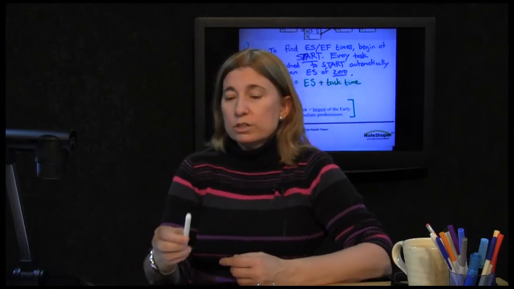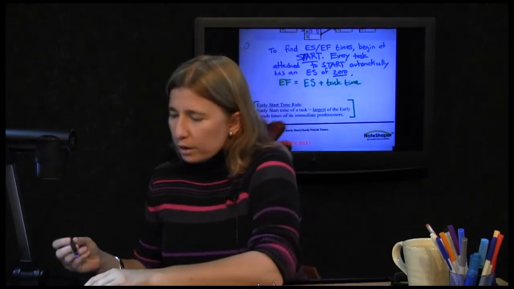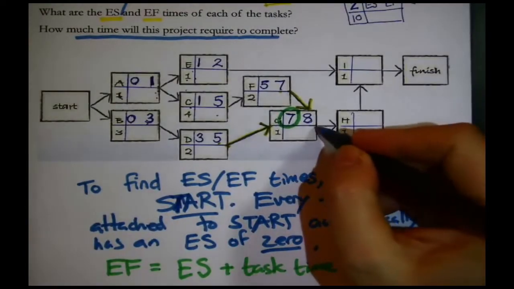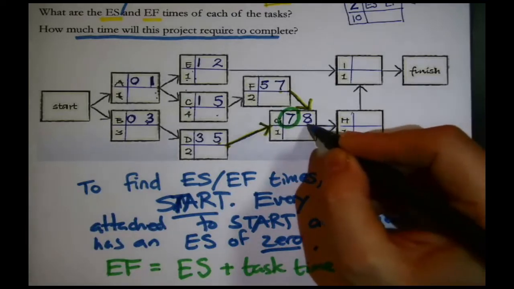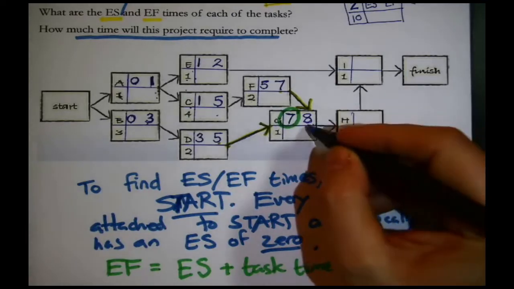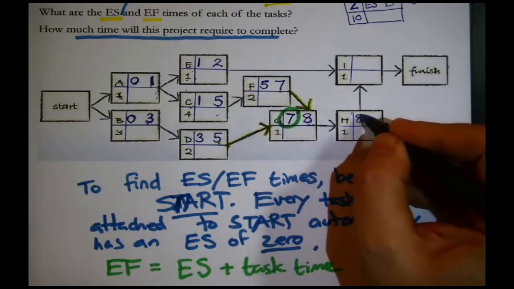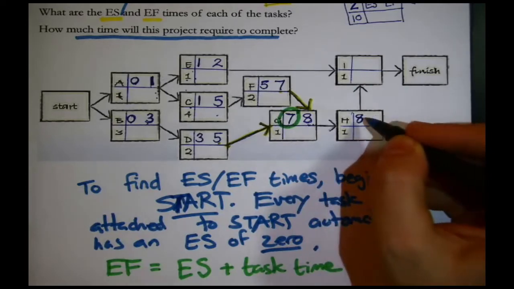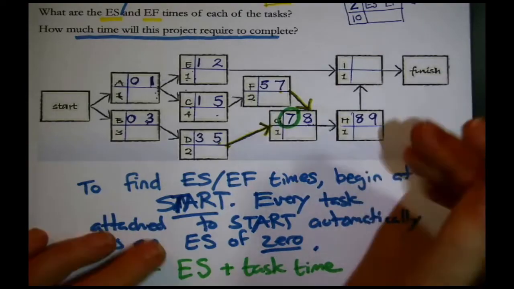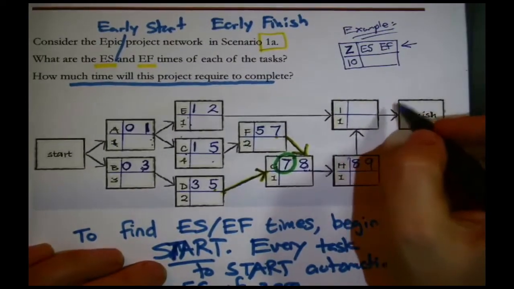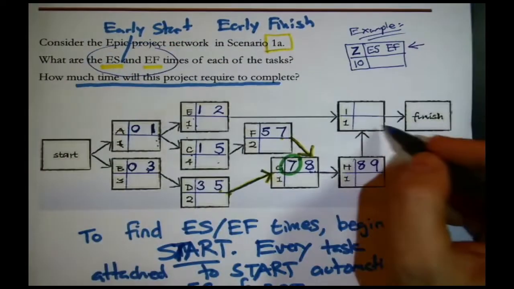Okay, now, continuing on, because we're not finished finding all of them. H looks a little more straightforward. H only has one arrow pointing at it. We trace that back. Oh, that's G. G could finish at the earliest in 8 days. Pass that number forward. Then H could start at the earliest in 8 days. 8 plus 1 is 9. That means that task H could finish at the earliest in 9 days. Great, there's only one more to do here, and then we'll have found all the early start, early finish times.